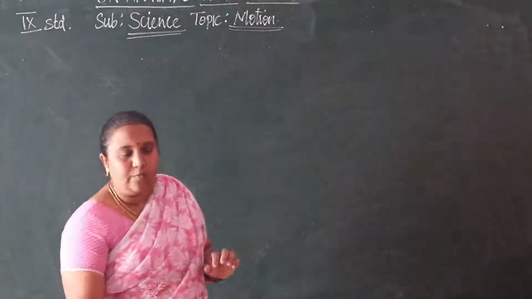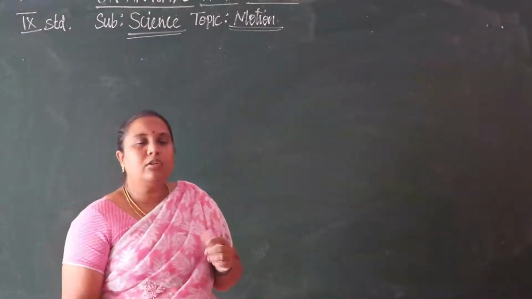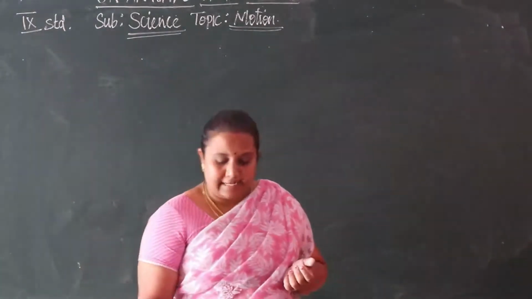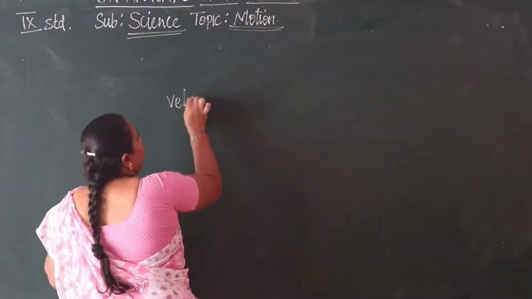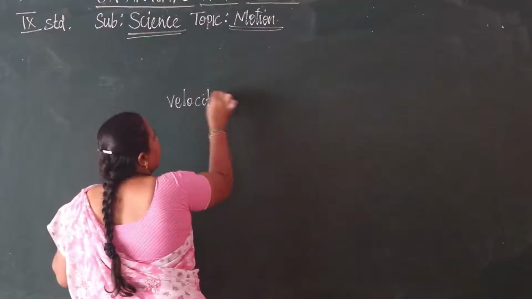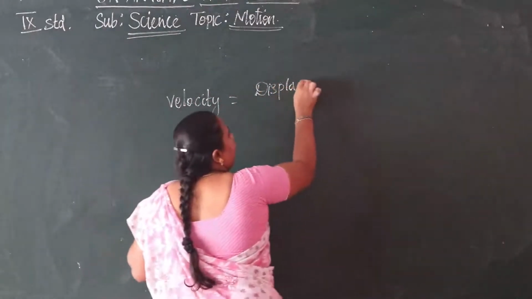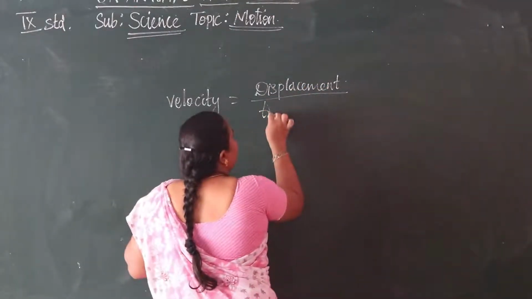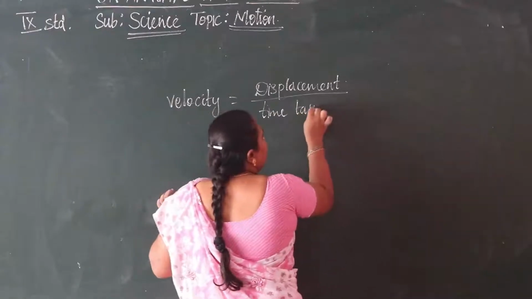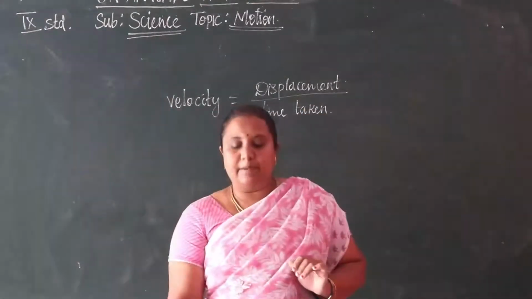Now let us move on to velocity. It is a vector quantity. It has both magnitude and direction. So velocity equals displacement divided by time taken. Velocity equals displacement by time taken.